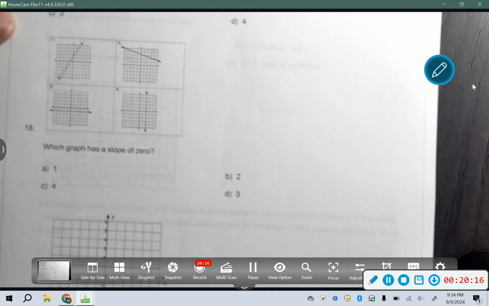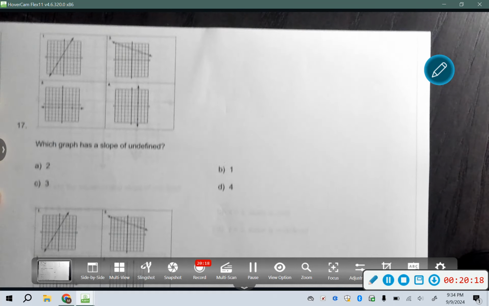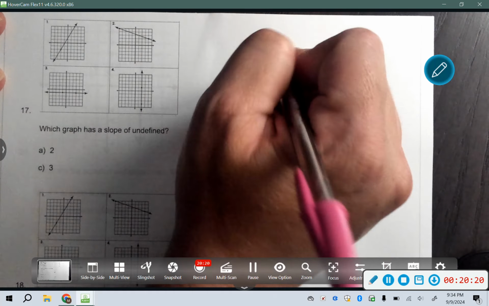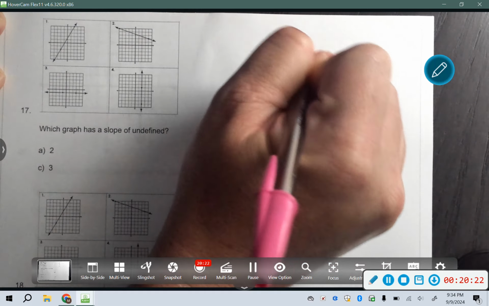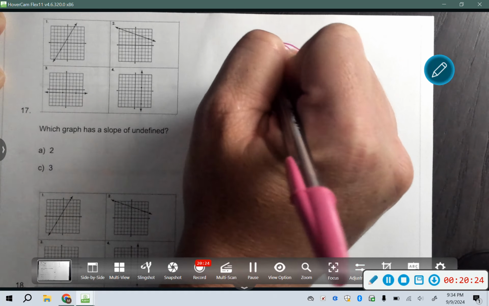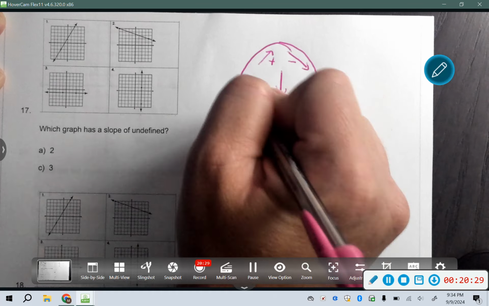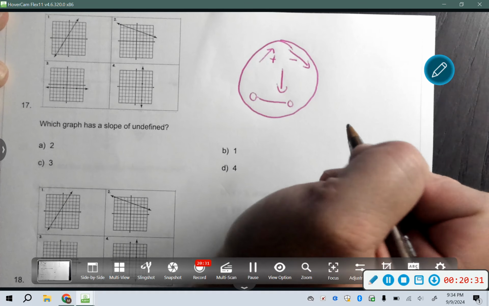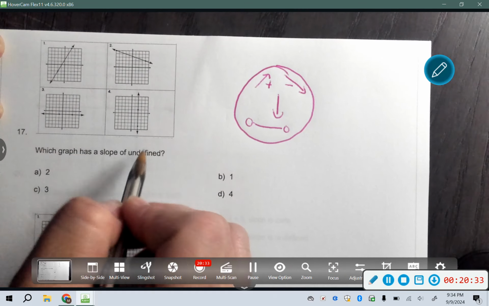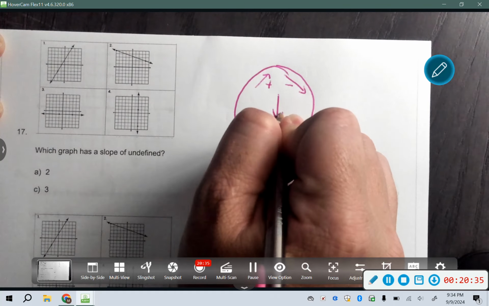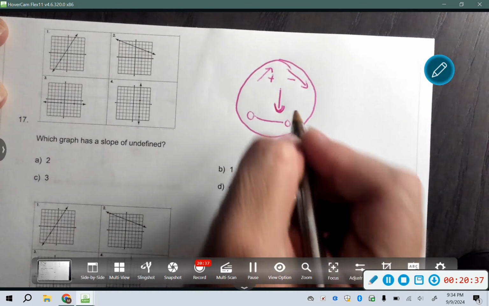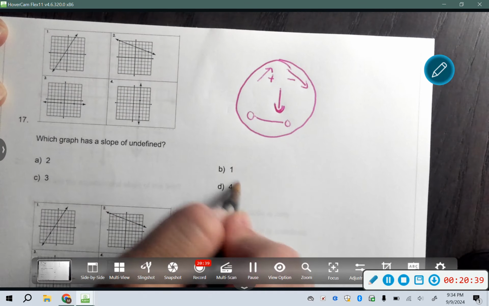Okay, looking at number 17, it says which graph has a slope undefined. So if we remember slope dude, it's positive, negative, nose, no. Okay, so I know that undefined is his nose because that's a U underneath. So it's going to be a vertical line, which is graph 4.